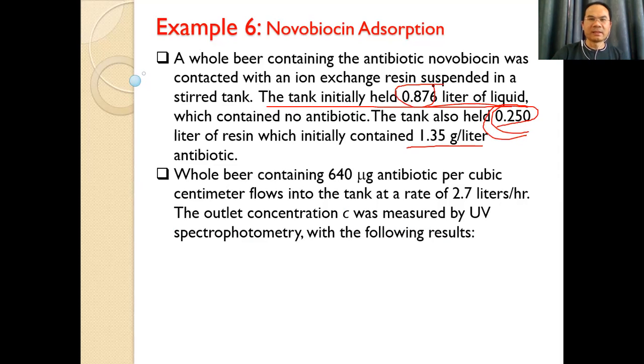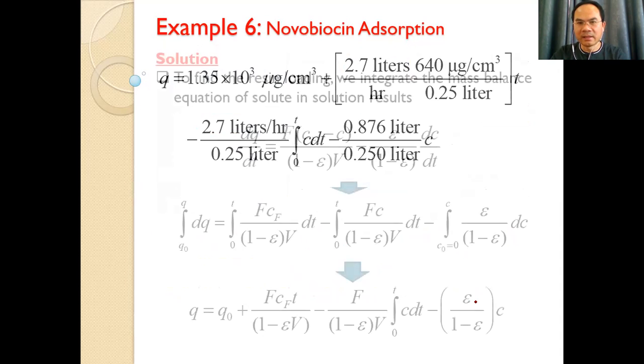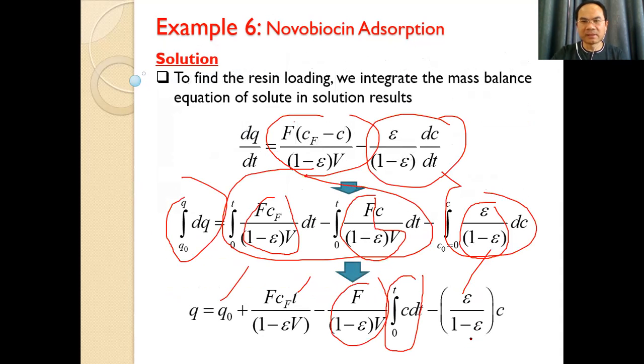That's right. The initial liquid indicates the liquid volume. The initial solid indicates the solid volume. For this case, epsilon is 0.876, and 1 minus epsilon, the volume of solid, is 0.25. You know F, you know CF, you know V, you know epsilon, and 1 minus epsilon.